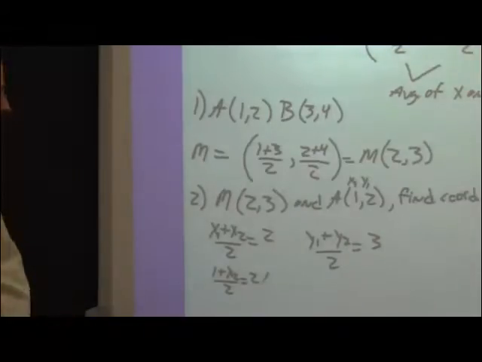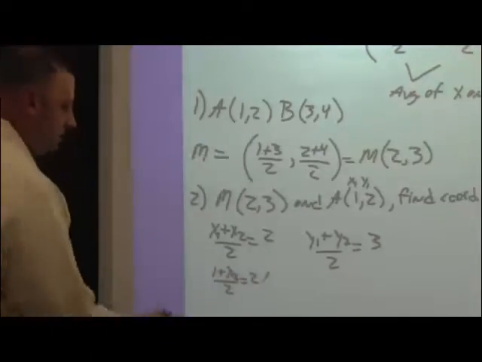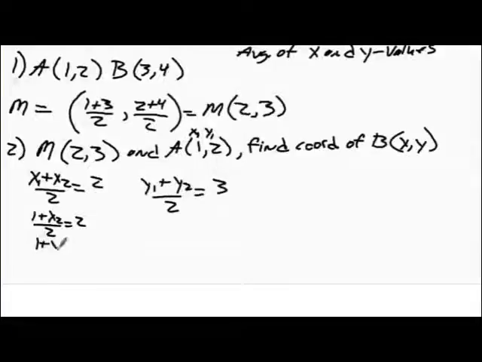Well, what I would do in this situation is multiply both sides by 2. So you get 1 plus x sub 2 equals 4. Then subtract 1 from both sides, giving you x sub 2 is equal to 4 minus 1, which is 3. So right now we've got the x coordinate, which is 3. Now let's go find the y coordinate.